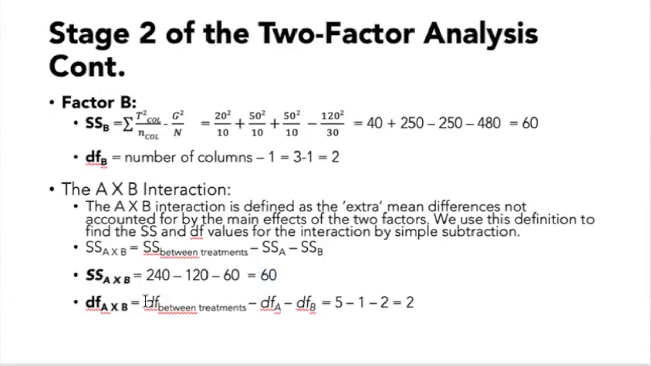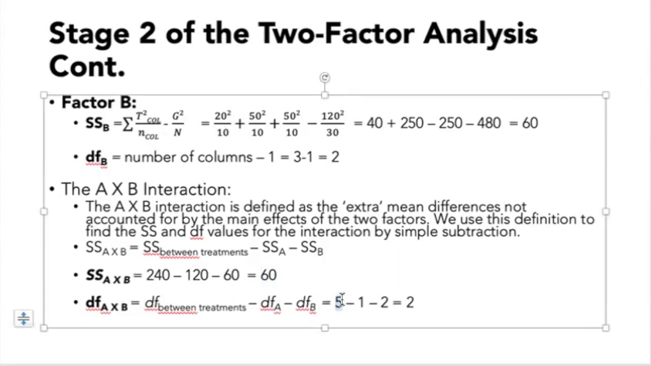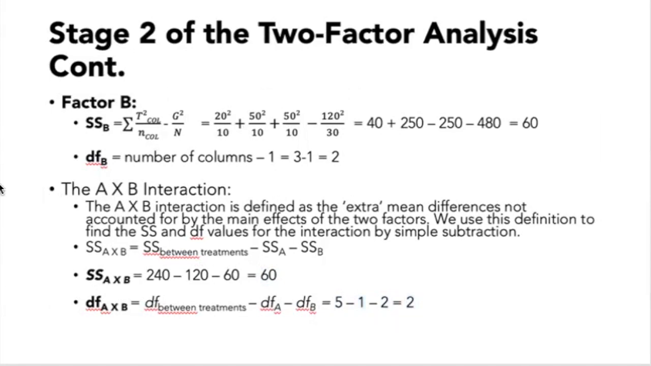And the degrees of freedom here is degrees of freedom between treatments minus DFA minus DFB, that is 5 minus 1 minus 2. Because this has come from treatment conditions, this one has come from the number of rows, and this one has come from the number of columns. So the final answer is 2.